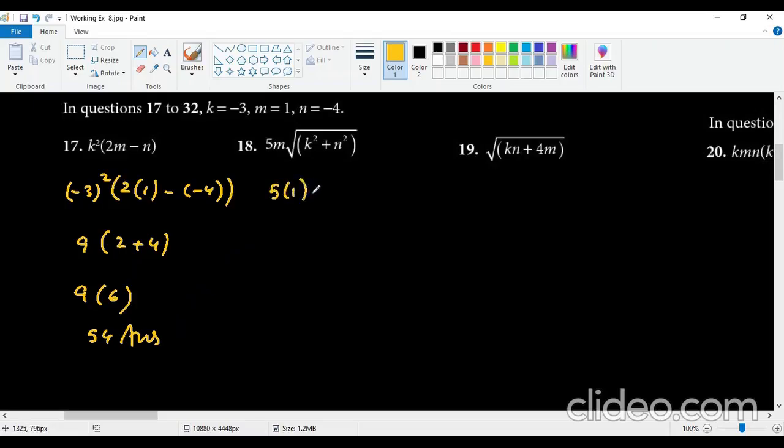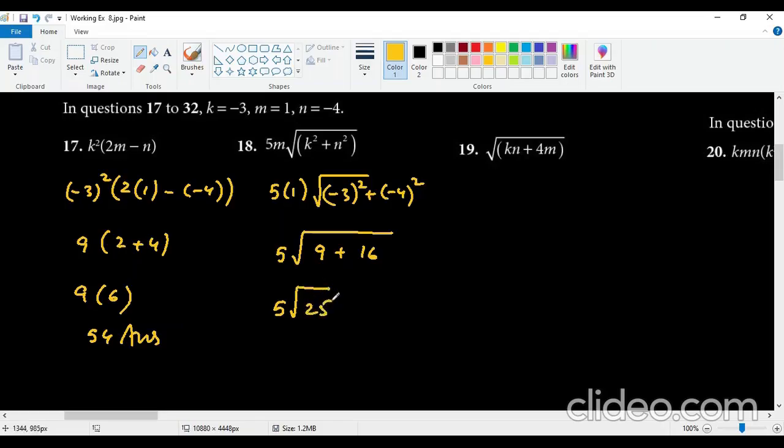Now comes 5 times m, which is a 1, and under the root you have k value, which is negative 3, squared, plus n value, which is negative 4, which is also a square. That means 5 times 1 is going to give you a 5. 3 square is giving 9, and plus 16 for negative 4 into negative 4. 5 times under root 25, which is 5, multiplied by 5, which is outside. So 25 is going to be your final answer.